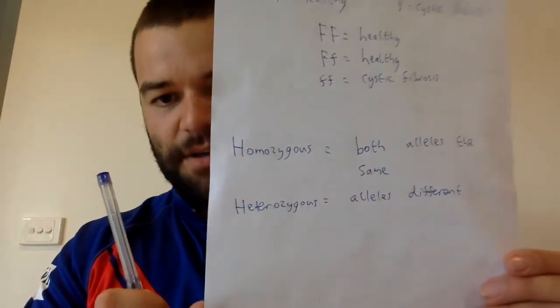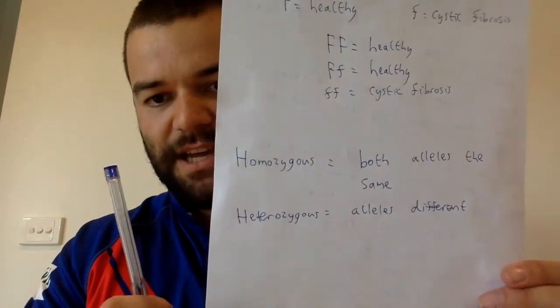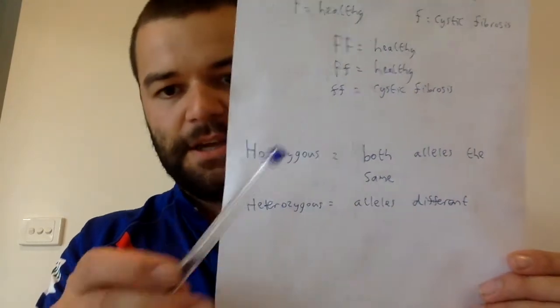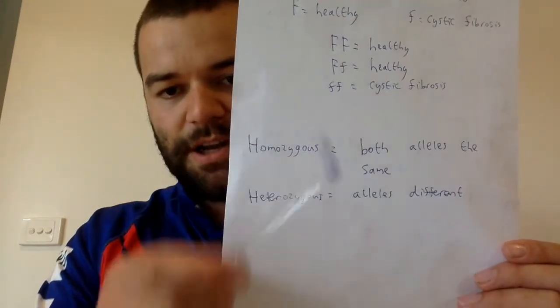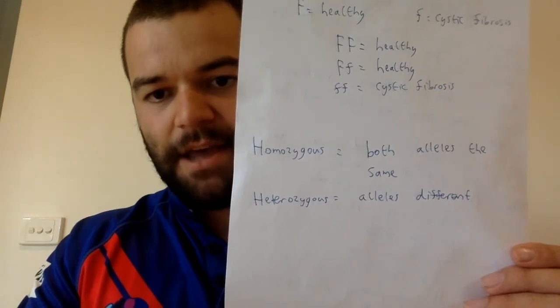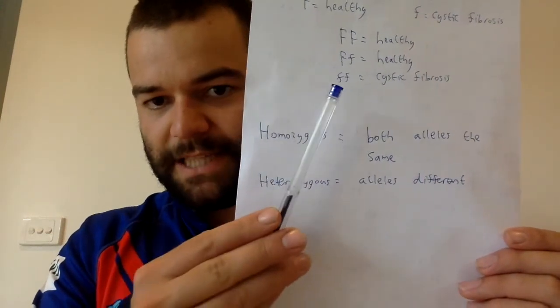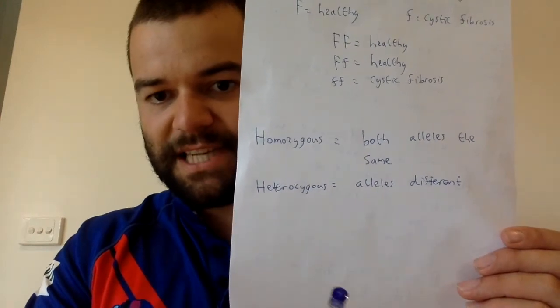Also be aware of two other terms, homozygous and heterozygous. Homozygous is when somebody has both alleles the same. So both this one and this one are homozygous. Capital F is homozygous dominant. Lowercase f is homozygous recessive.